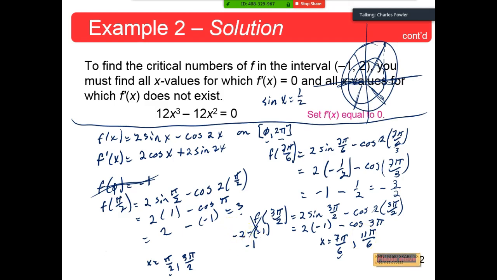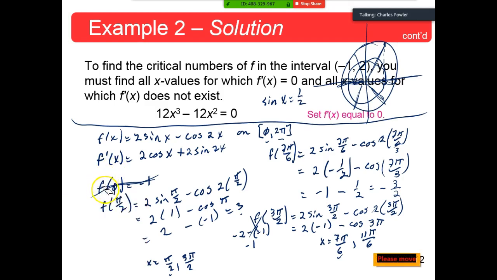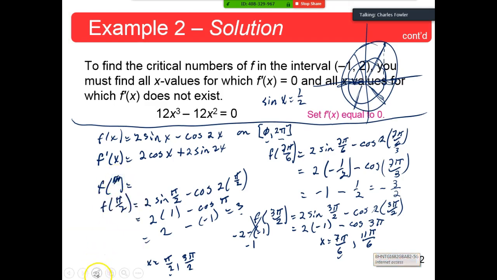I don't know where I'm going to write these. Since we've already eliminated this one, let me write it here. Is that okay? We've already thrown that one out. So let's write it here. F of 11, I can't write. Let me try that again. It's not erasing. Okay. F of 11 pi over 6. That's it.